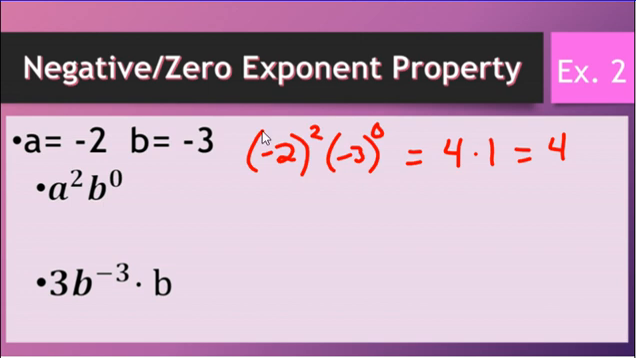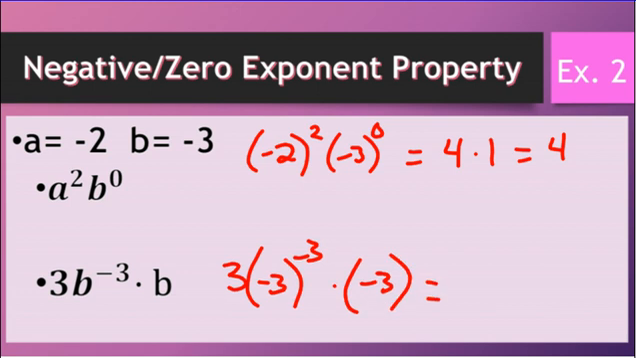Next one, 3 times b to the negative third, so I need to have b. b is a negative 3 raised to the negative third times negative 3. So if I were to simplify this, I need to do the reciprocal of negative 3, so it would be 3 times 1 over a negative 3, then that's cubed. Everything will be cubed, so the 3 would be cubed. I'm just gonna put the cubed up here, and then times a negative 3.